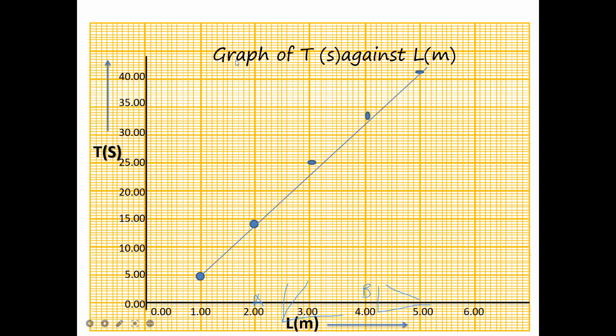Now, when we're talking about graphing, the first thing, you must write the title of the graph. Here we're having a graph of T against L. The unit of T there is seconds, while the unit of L here, which is the length, is meters. It must be written there.